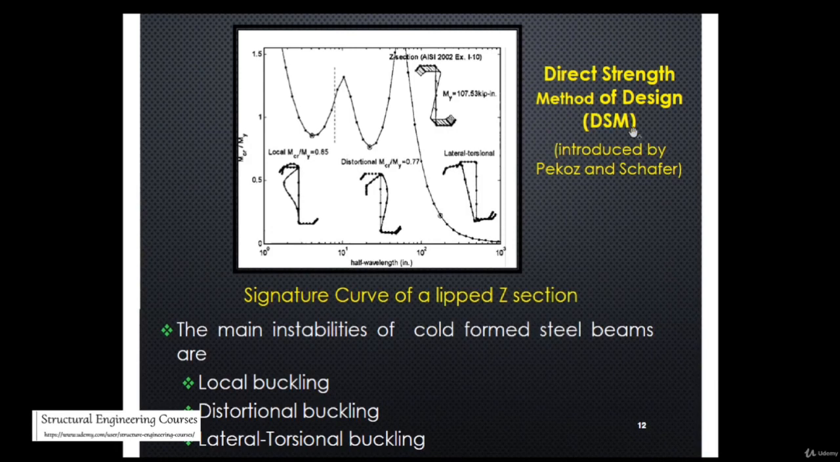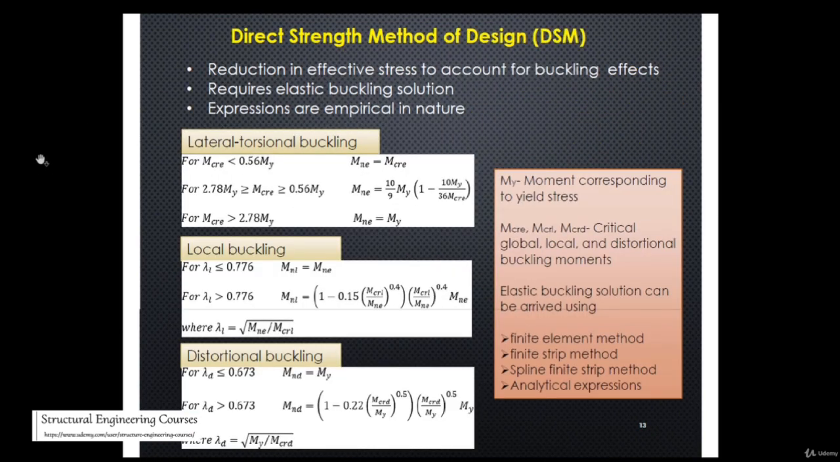This is another example of design, that is the direct strength method of design. Here you can see that the main instabilities of cold form steel beams are local, distortional, and lateral torsional buckling that we have already discussed in the previous slides. And the direct strength method of design is basically the reduction in effective stress to account for buckling effects, and it requires elastic buckling solutions, and the expressions are empirical in nature. So these are the three formulas here.